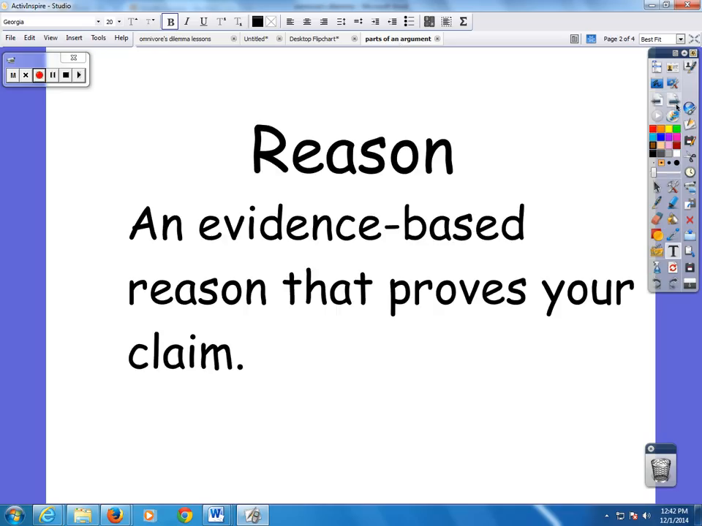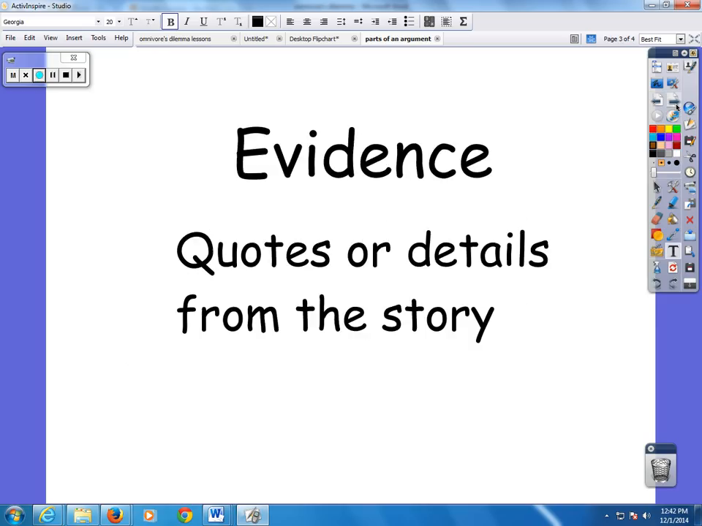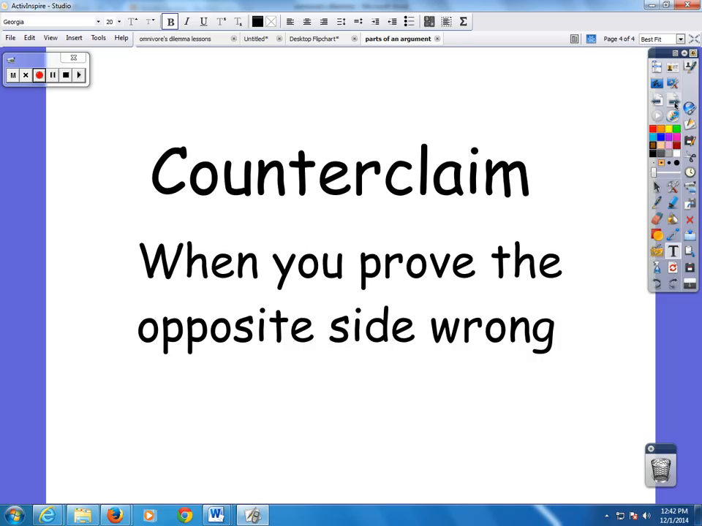The next word is reason. A reason is an evidence-based reason that proves your claim. So reason is different than evidence. Evidence are actually quotes or details from the story or an article that prove your claim and correspond to a reason. Lastly, a counterclaim, which we're not going to talk about today, but that's when you prove the opposite side wrong.